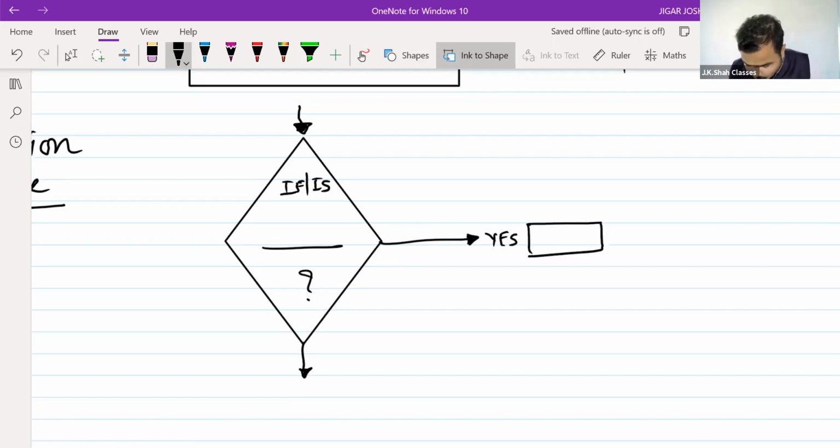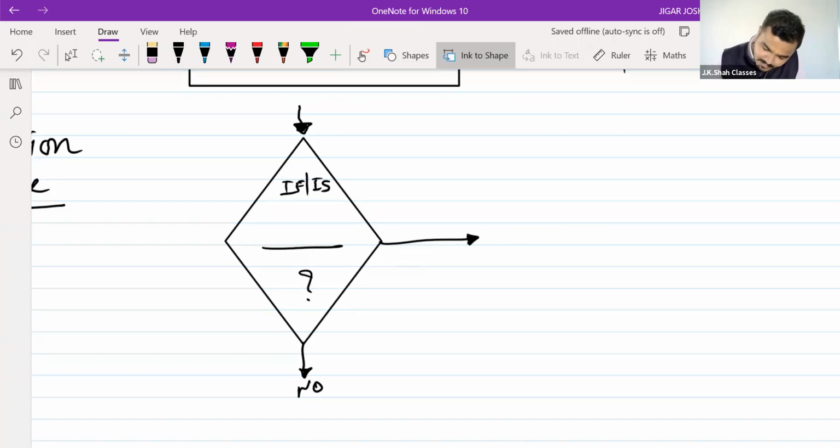If no, then we want to do something. But if you write yes or no in front of the arrow, then your whole flowchart is required to be redesigned. So always remember, yes or no should always be written near the arrow. Understood? Yes, and mention no.